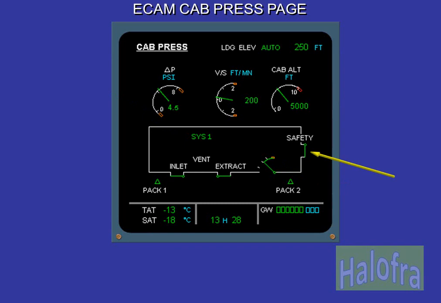There is a single indication for the two safety valves. The cabin differential pressure, or delta P, shows the difference in PSI between the cabin pressure and external pressure. The cabin vertical speed shows the rate of change in feet per minute of cabin altitude. For passenger comfort, the pressurization system will aim to keep this rate of change as small as possible.